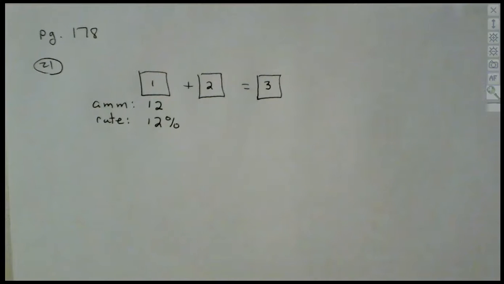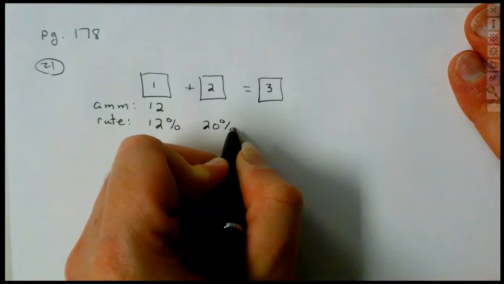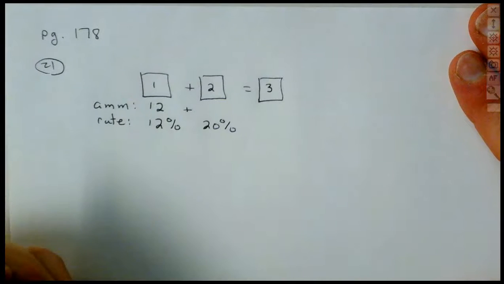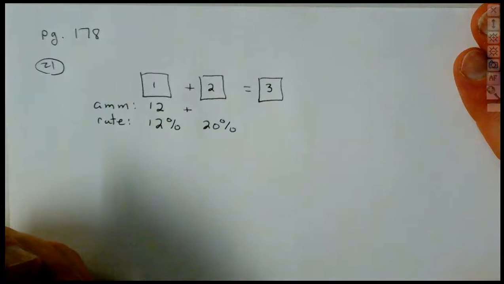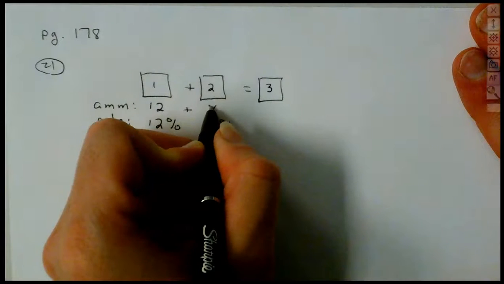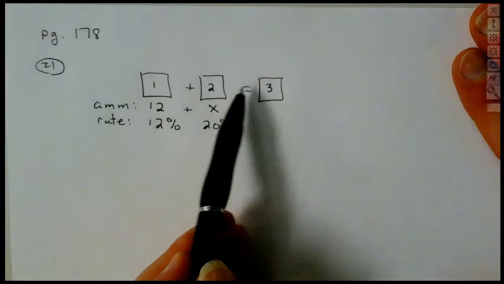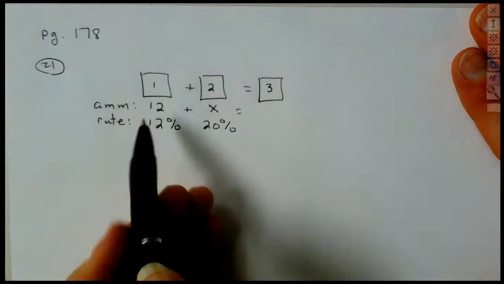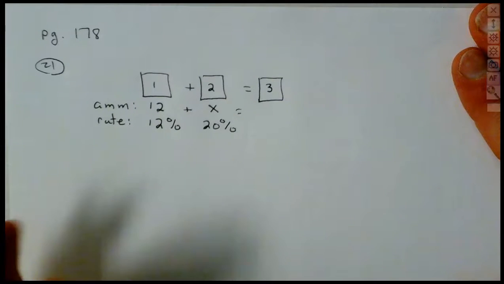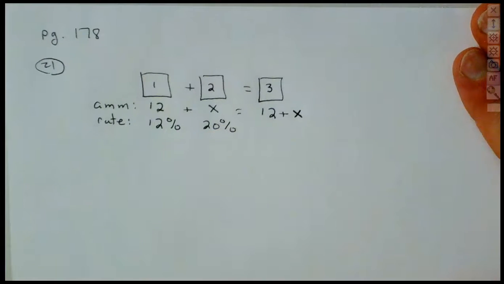And we're going to mix that with a 20% solution. And it does not tell us how many liters of that 20% we have. So that's going to be our unknown. So that's going to be our x, because that's what we need to find. These add across. So 1 plus 2 is 3, and these are going to add across as well. Now the 12 and the x can't go together, so that's simply going to be 12 plus x.